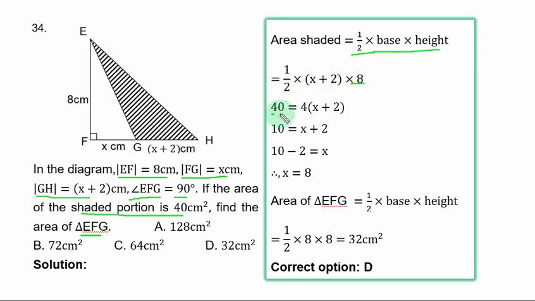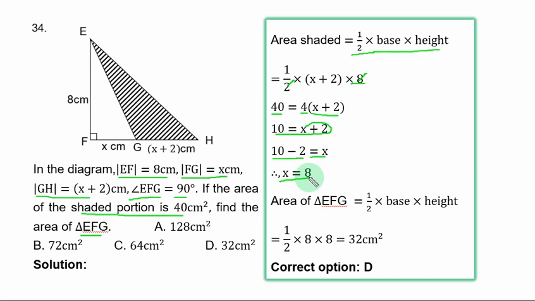Now the area is 40. Divide 8 by 2. You have 4 times x plus 2. Divide through by 4. You have 10 equal to x plus 2. Transfer plus 2. You have 10 minus 2 equal to x. Therefore, x is equal to 8.